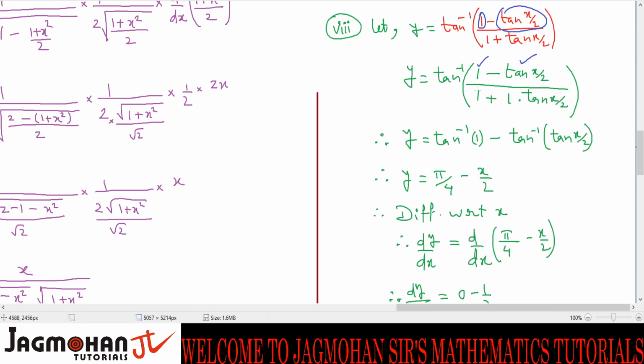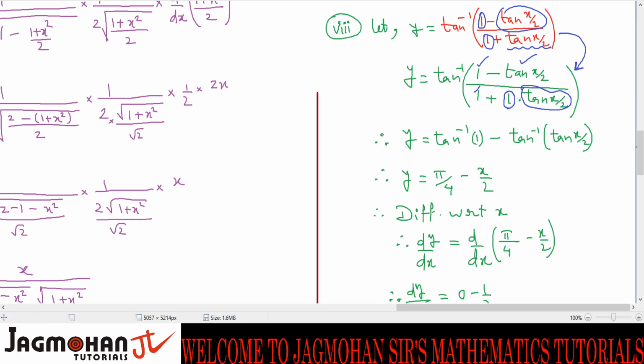This 1 also I wrote as it is. No change here for this. But this tan x by 2, I'm writing 1 into tan x by 2. I'm writing 1 multiplied to tan x by 2. You know, if you are multiplying 1 to any number, the number remains same. So 1 into tan x by 2 is still getting me tan x by 2. So what I'm doing is, it's a manipulation.